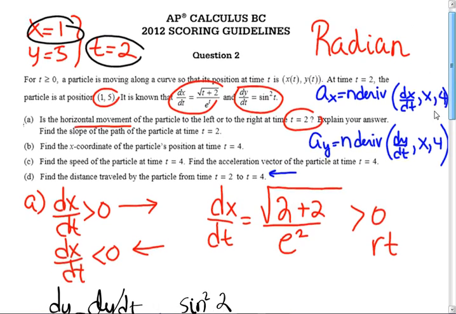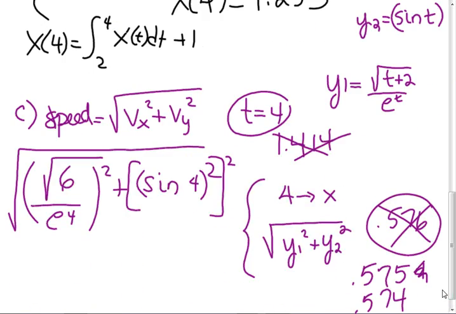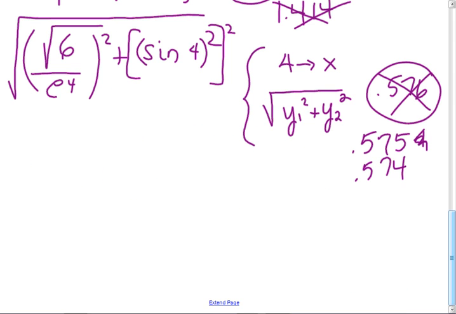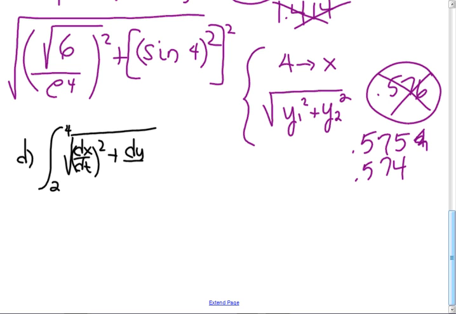How do you find dxt? How do you find the velocity? So this is the integral from 2 to 4. It's the arc length. It's the square root of dx dt squared plus dy dt squared, because that's your velocity, right? That's your speed, dt. That's all it is. Let's see what we got.